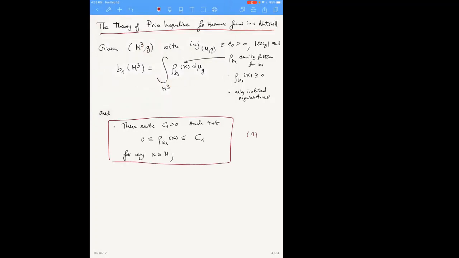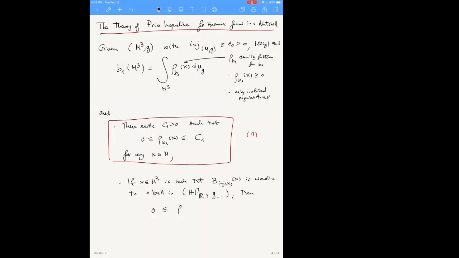This is just going to be one of the two ingredients I'm going to use in the proof. And then two, what else can I say? Well, if x inside M3 is such that a ball of radius the injectivity radius at x, centered at x, is isometric to a ball inside the hyperbolic three-space with the hyperbolic metric where sectional curvature is normalized to be -1, then there is a very nice upper bound on this density function that goes as 1 over the injectivity radius, okay?